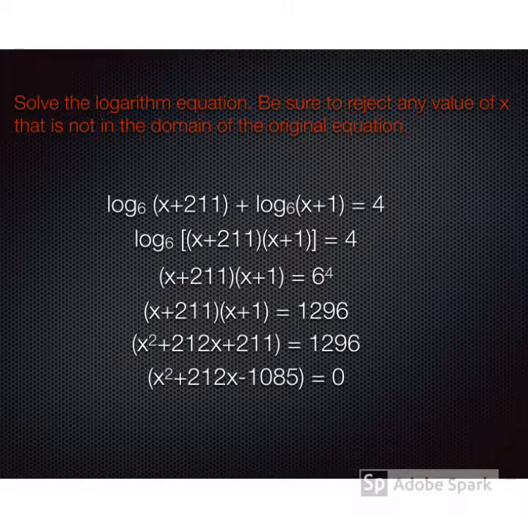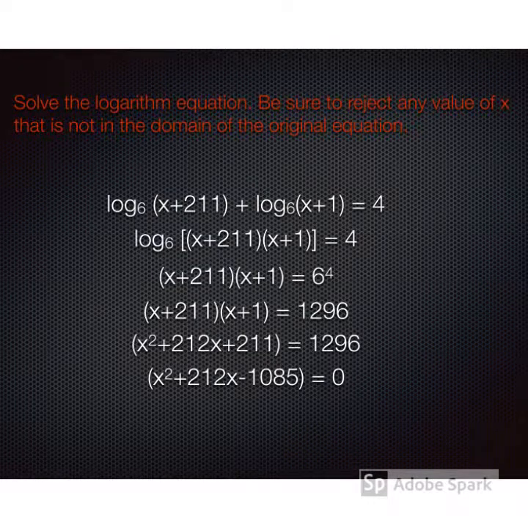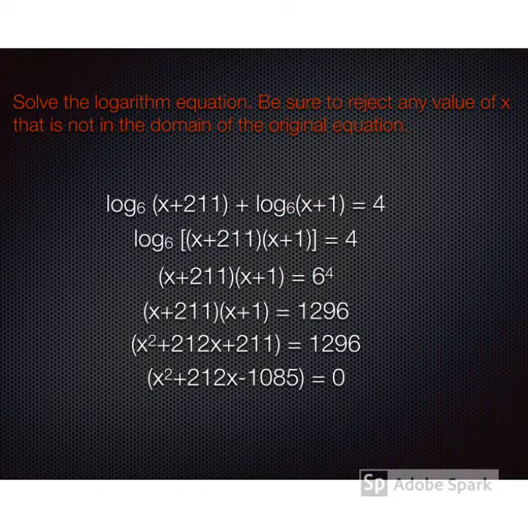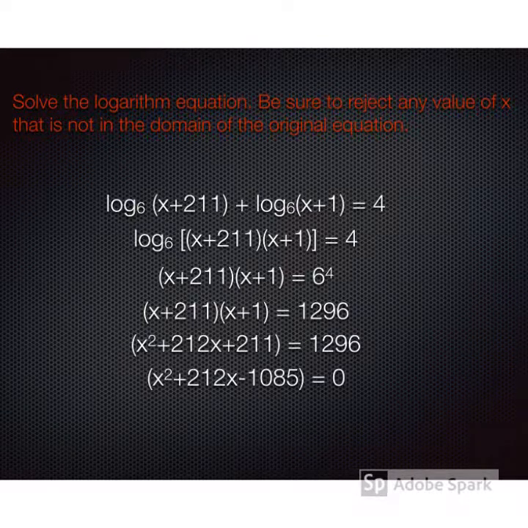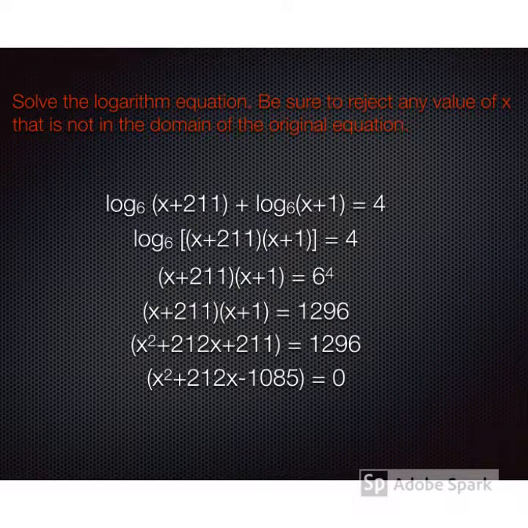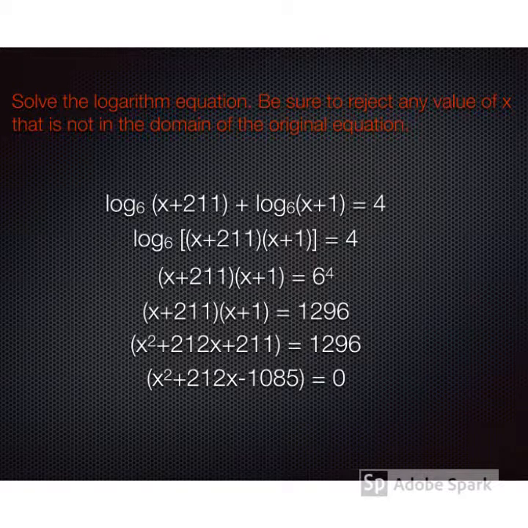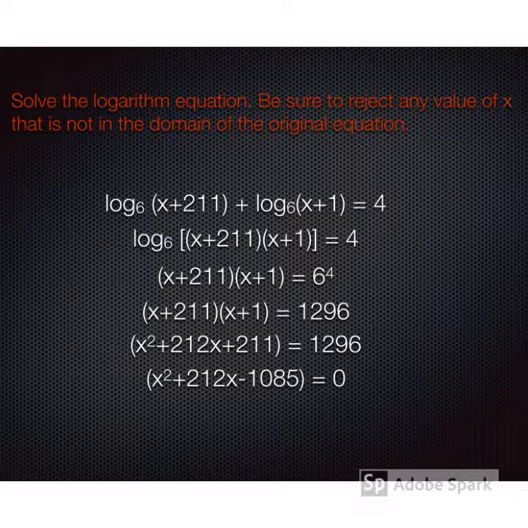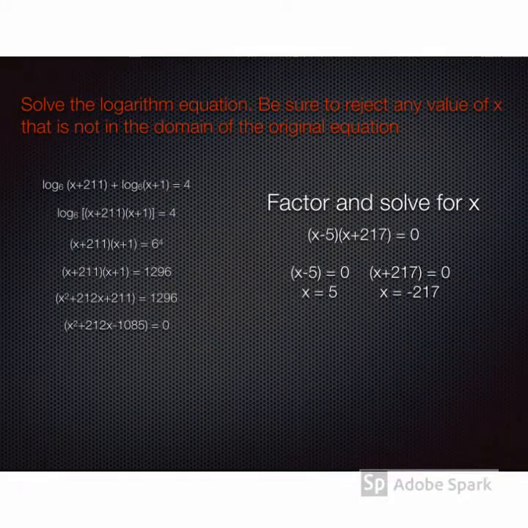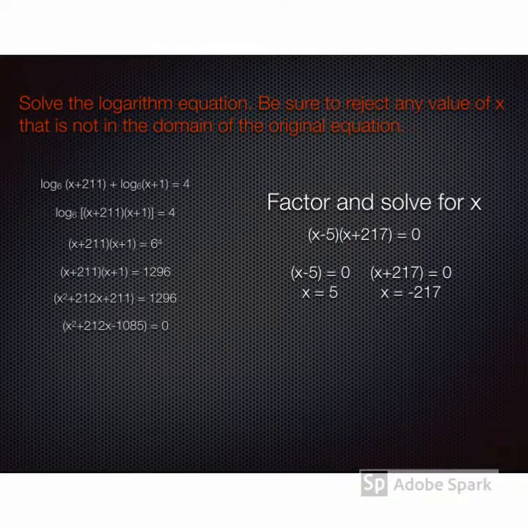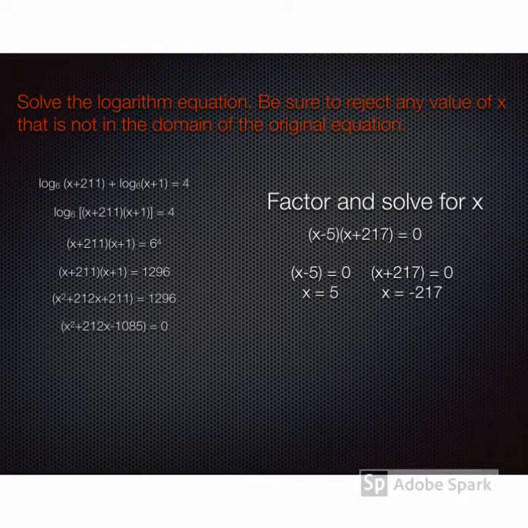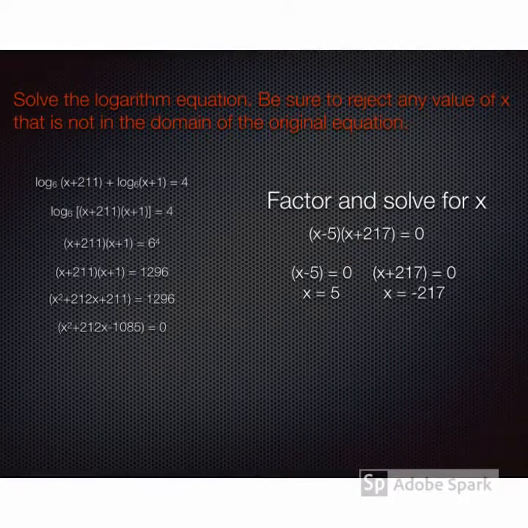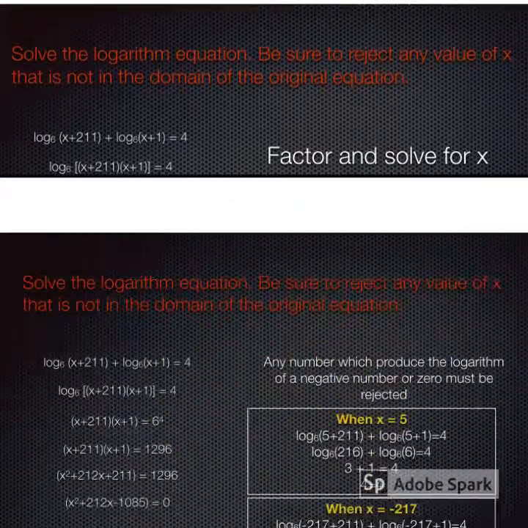We multiply what's in parentheses, which is the x plus 211 multiplied by the x plus 1, and we get x squared plus 212x plus 211 equals 1296. Okay, subtracting 1296 from that 211 gave us negative 1085. And we set everything equal to 0, and then we factor that. Factoring those things out, now we have x minus 5 times x plus 217 equals 0. Set both of those equal to 0, and we have x equals 5 and x is equal to negative 217.